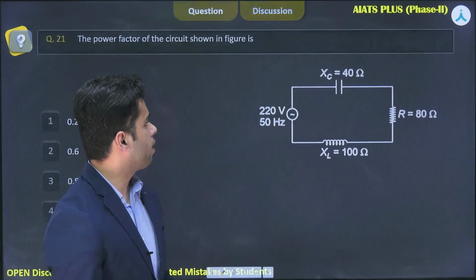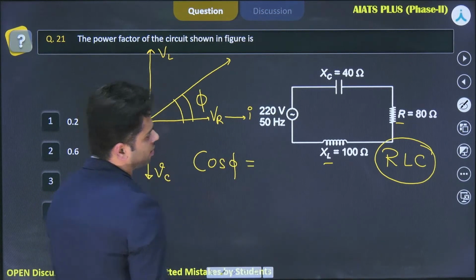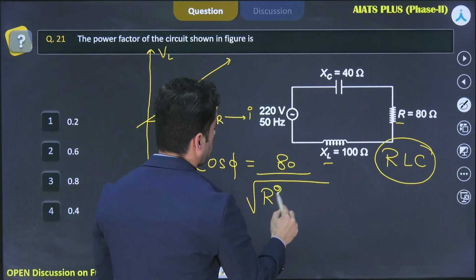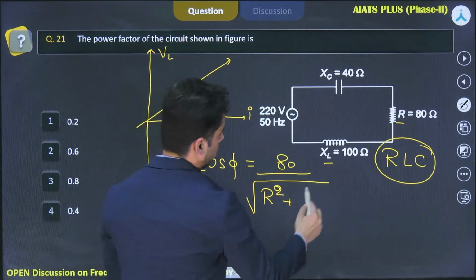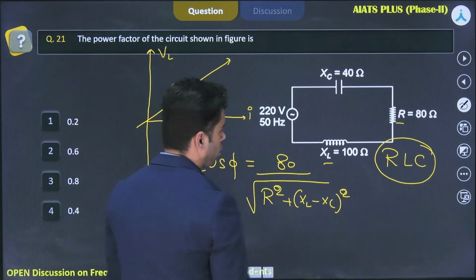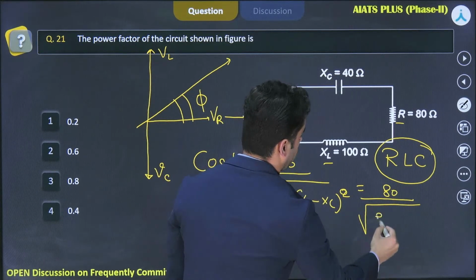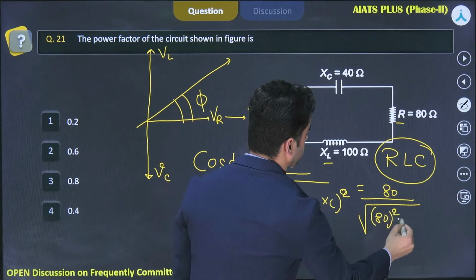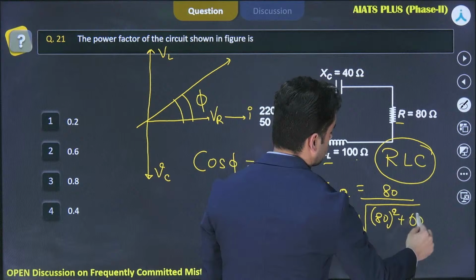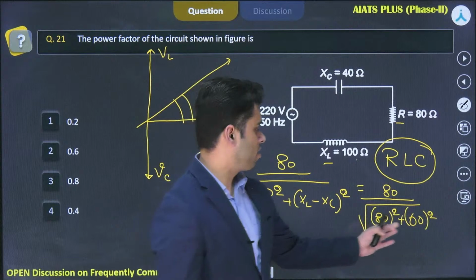So cos phi is equal to R by Z. Now you just need to calculate R by Z. So cos phi, what is the value of resistance? It is 80, and let's calculate the impedance. It will be equal to under the root of R square plus XL minus XC whole square. So it will be equal to 80 upon under the root of 80 square, and XL minus XC will be 100 minus 40, it becomes 60. So 80 square plus 60 square. It's a simple Pythagorean triplet. 80, 60 will give you 100.